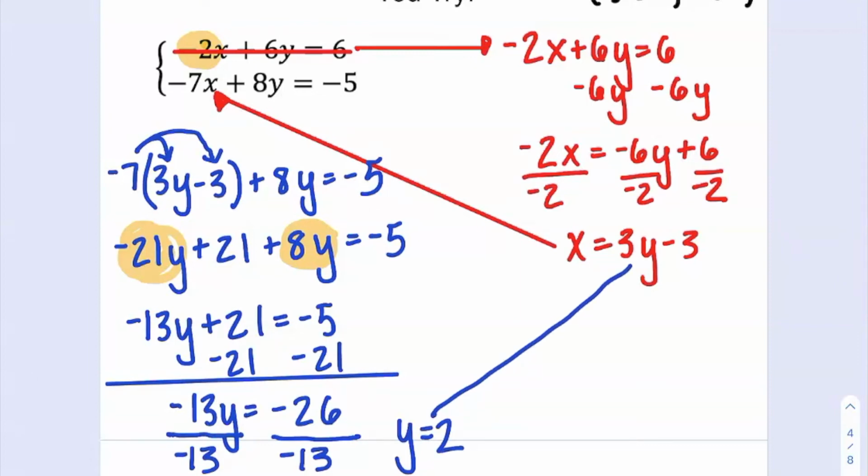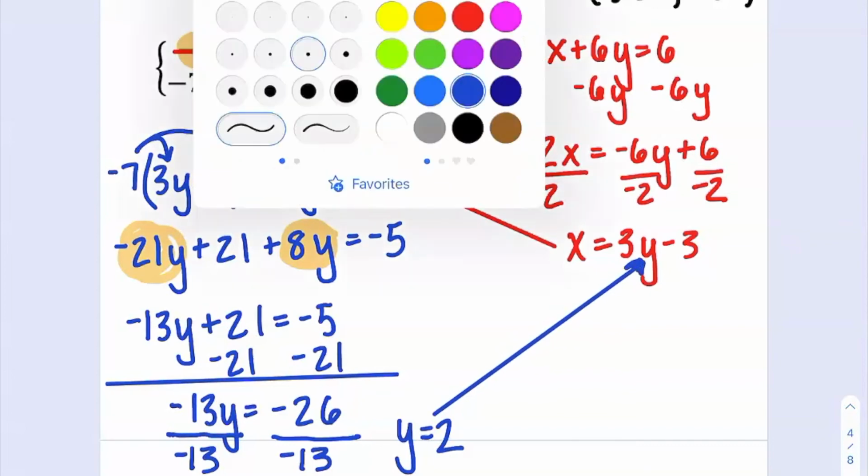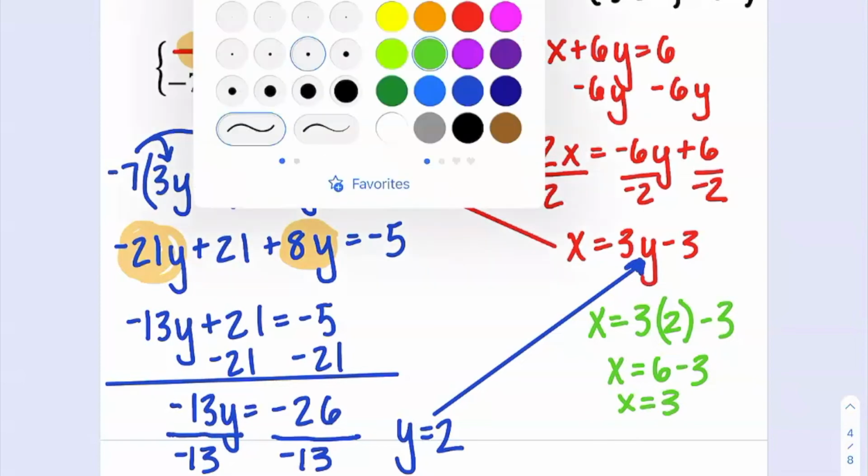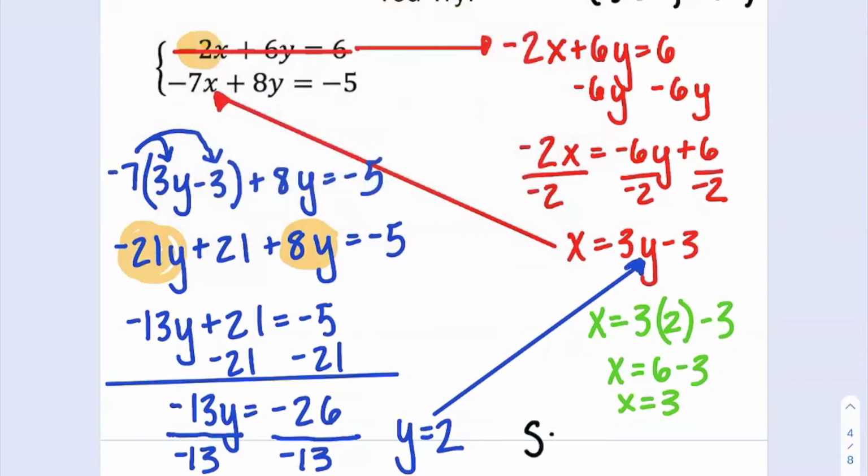Can now plug it in to my solved x. So x is equal to 3 times 2 minus 3. 3 times 2 is 6. 6 minus 3, x is equal to 3. Now I have a solution of 3, 2.